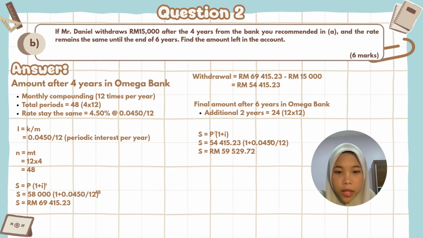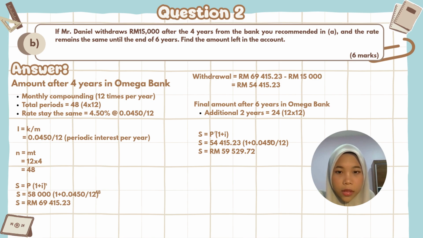The periodic interest rate remains the same as before, which is 0.0450 divided by 12. Using the formula S equals P (1 plus i) to the power n, with P as 58,000, i equal to 0.0450 divided by 12, and n as 48. The total amount after 4 years is 69,415.37.